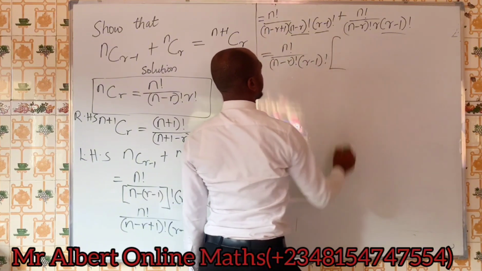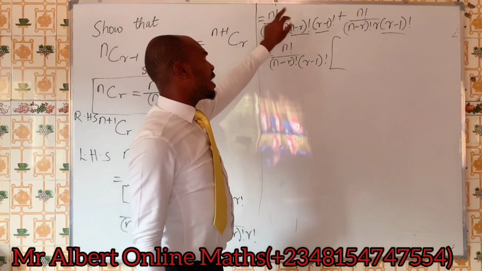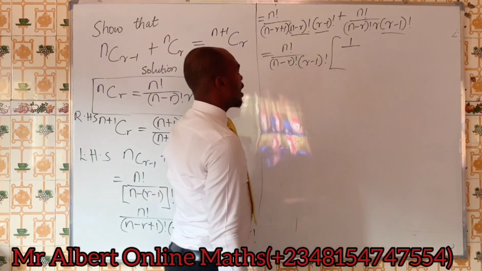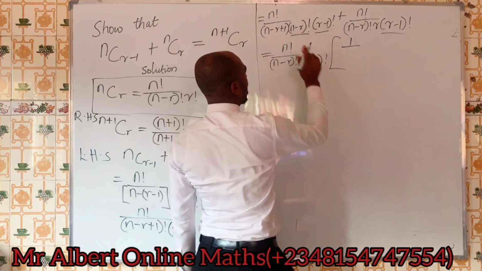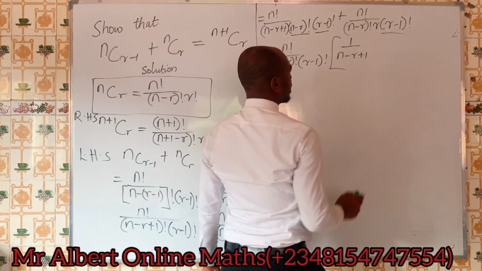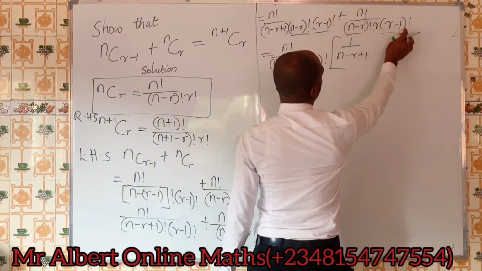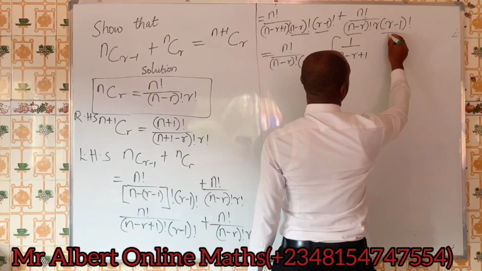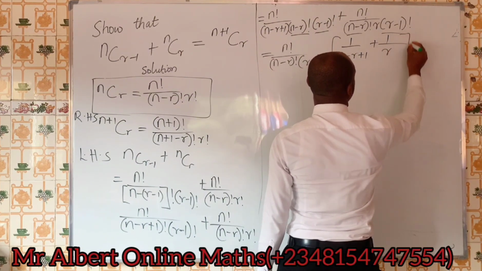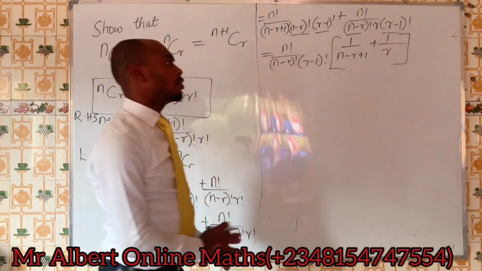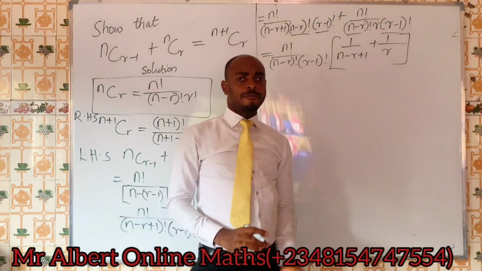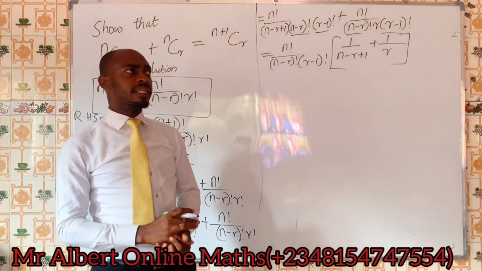Now in that case, after I have pulled n factorial out, what is left is 1. After I have pulled these two things out, what we have is n minus r plus 1. The same thing, after pulling out these two things, what is left is only r. So what I need to do at this point is express these fractions as a single fraction.